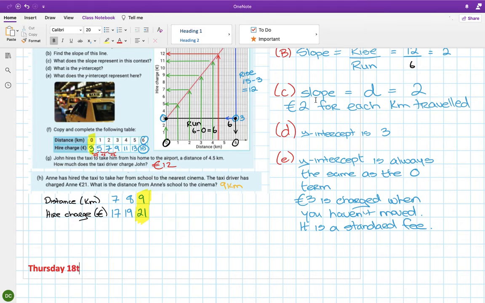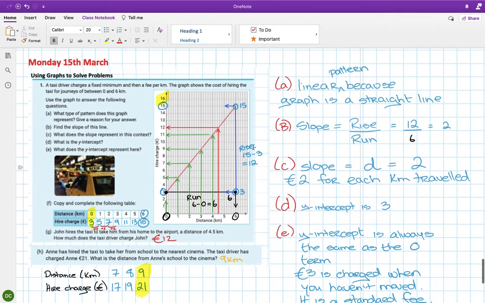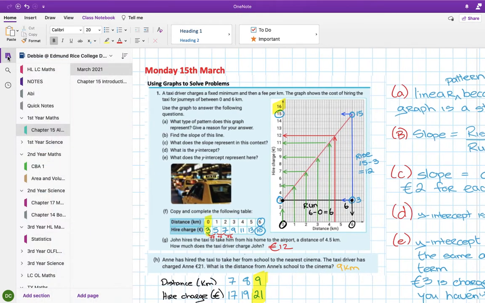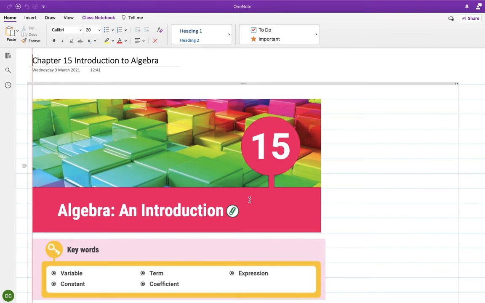What are we on? Thursday the 18th of March or Friday the 19th of March. Okay, so that's the end of that chapter. We are going to continue with the new chapter, which is algebra. So I told you patterns was an introduction to algebra. It was the first time you've ever really used like letters in place of numbers and things like that.